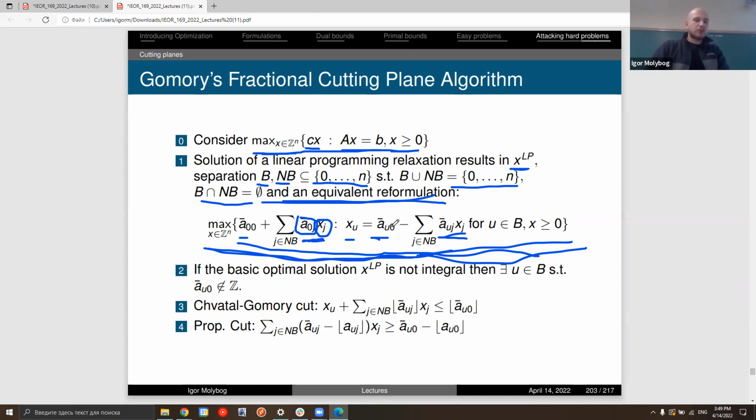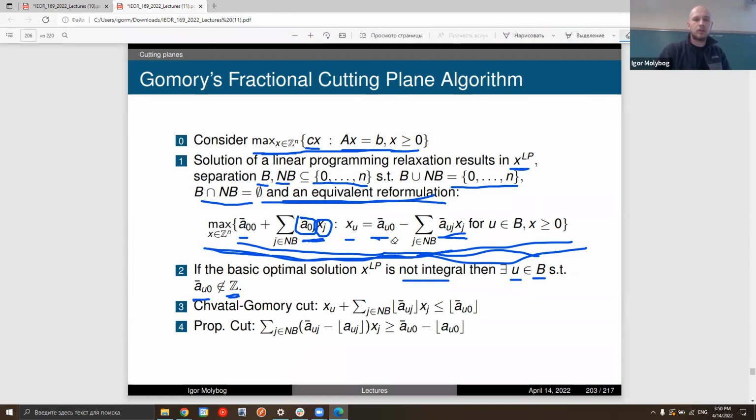If the basic optimal solution xLP is not integral, then there is a component u that is a basic component, such that a u0 bar is not an integer value, doesn't have an integer value. How do we know that? Anyone can tell me how we do know that? Why is that the case?